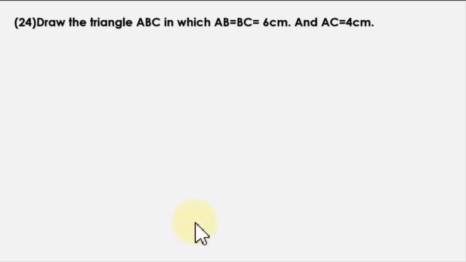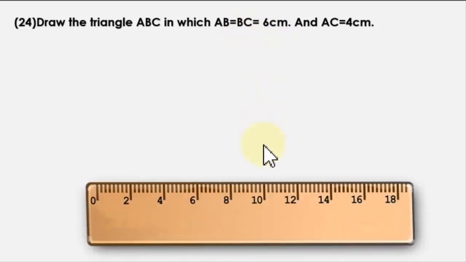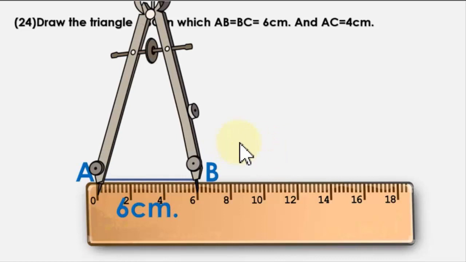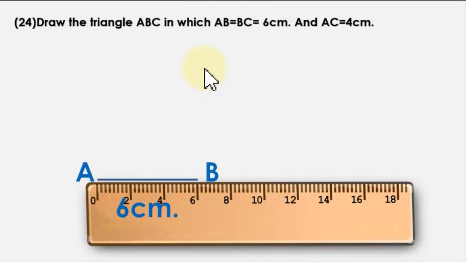Now draw the triangle ABC in which AB equals BC equals 6 cm and AC equals 4 cm. At first, we will use our ruler to draw AB equals 6 cm. Don't forget to write AB, then use the compass to measure the length of BC. BC equals 6, so from 0 to 6. After that, draw an arc of 6 cm.